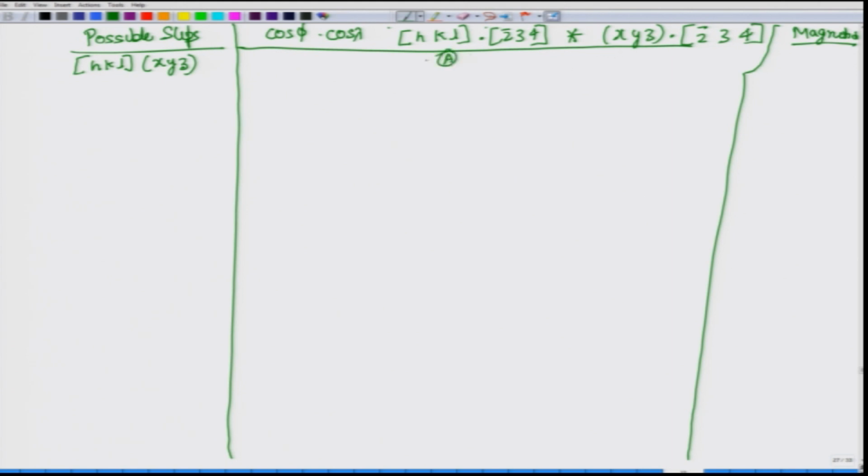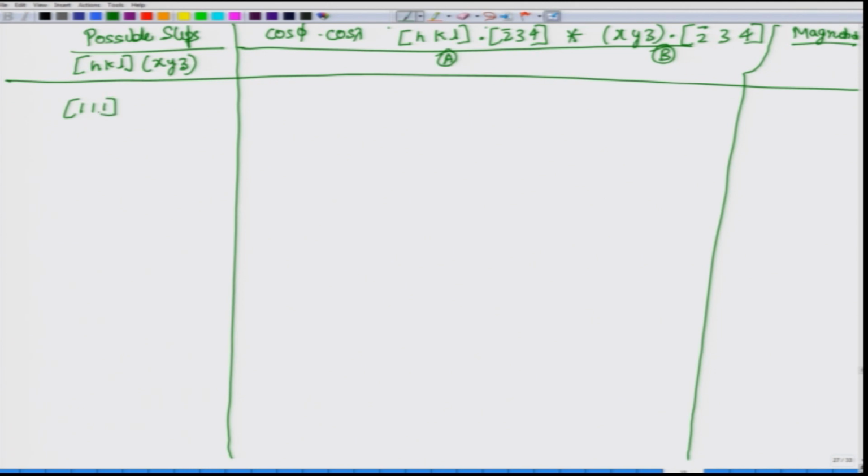So, we can call it A, and there was a denominator term here, B. Since both of them will remain constant, we need not look at A and B; we will only compare these two products: HKL dot bar 2 3 4 and XYZ into bar 2 3 4. We will not normalize it, that is, we will not divide it by the term which was coming in the denominator.